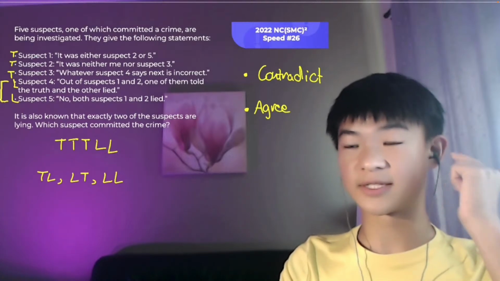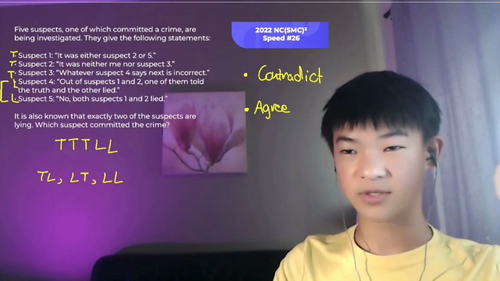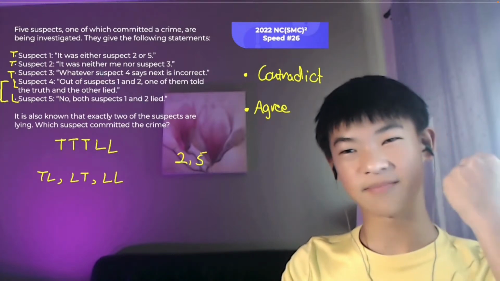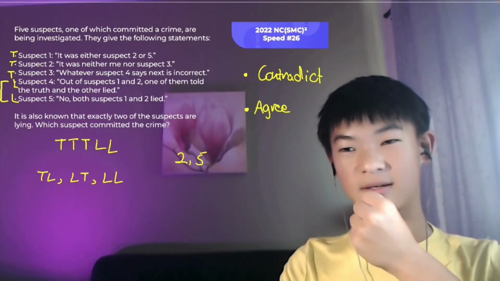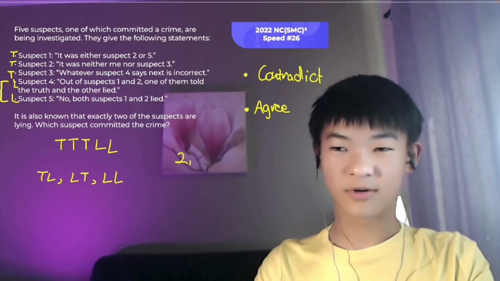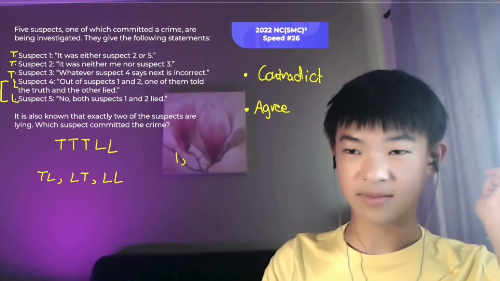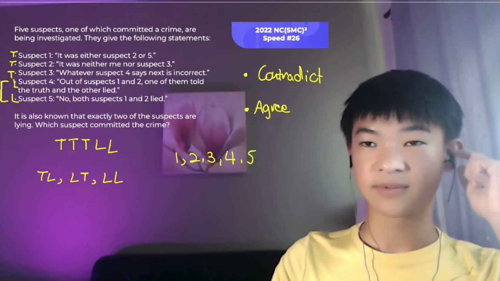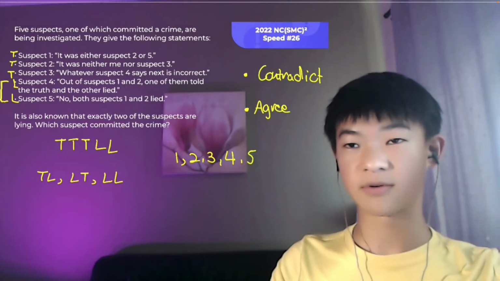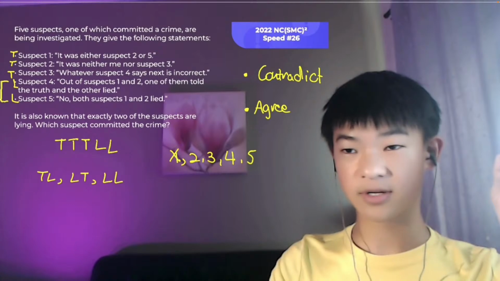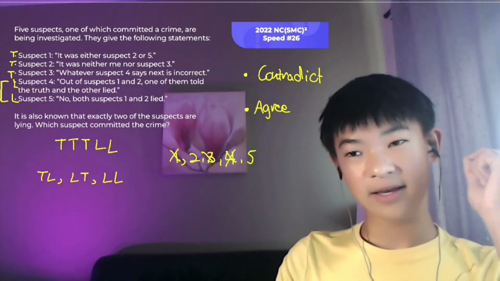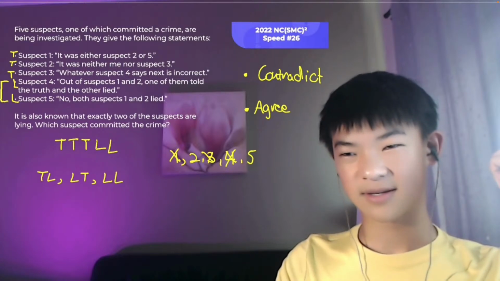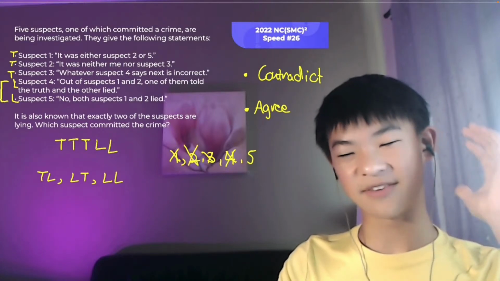So suspect 1 says it was either 2 or 5. So 2 or 5 are our possibilities. Suspect 2 says it was neither me nor suspect 3. So actually, I'll do this in a more organized way. I'll write all the numbers and then I'll eliminate one by one. So based on suspect 1, it was either 1 or 2 or 5. So it cannot be 1, 3, or 4. And suspect 2 says it was neither me nor suspect 3. So based on this, it should be 5.